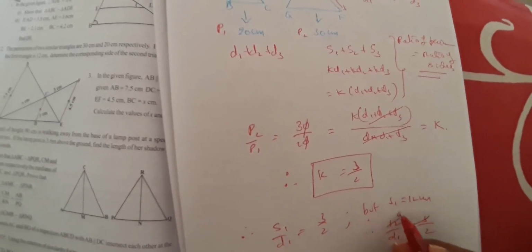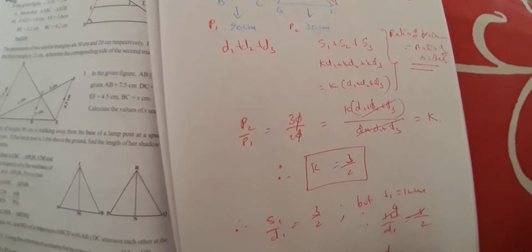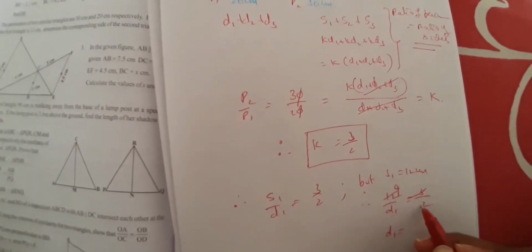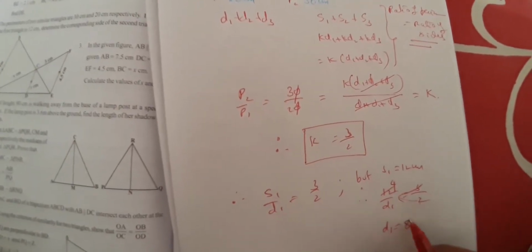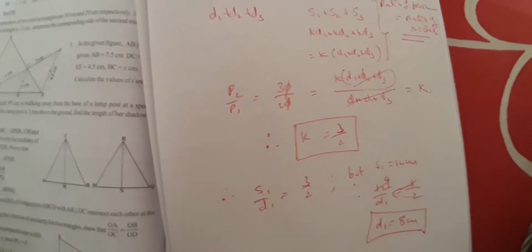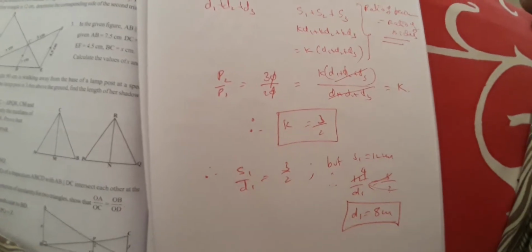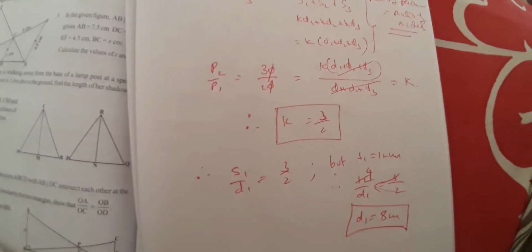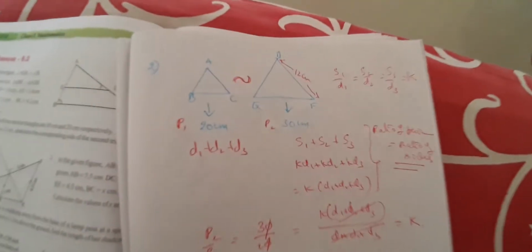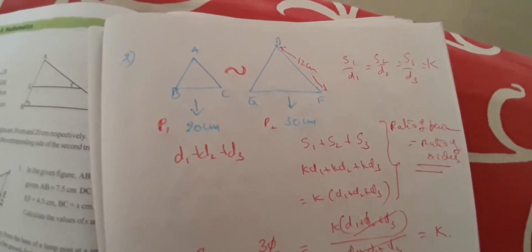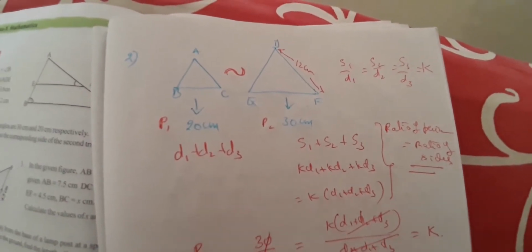3, 4 times it will get cancelled. Now 2 4s are 8. So D1 is equal to, cross multiplication, you will get 8 centimeters. Okay children, you can find out any particular corresponding side once you know the ratio of the perimeters. Okay, take a screenshot of this. This is for the second problem from exercise 8.2.